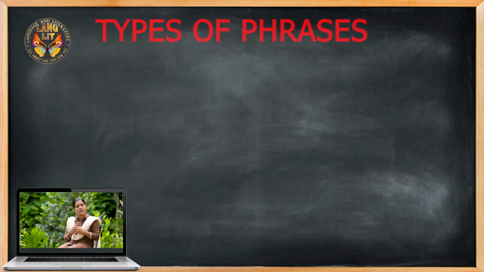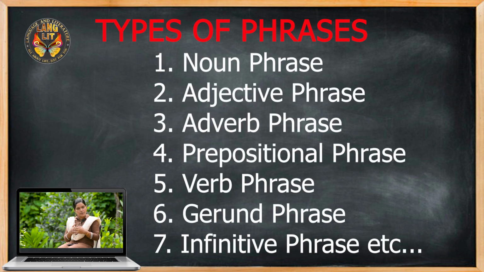When we look at the classification of phrases, there are various types of phrases like noun phrase, adjective phrase, adverb phrase, prepositional phrase. Looking at the very nature, we can understand, for example, that in the room is a prepositional phrase, by looking at the constituents of that particular phrase.